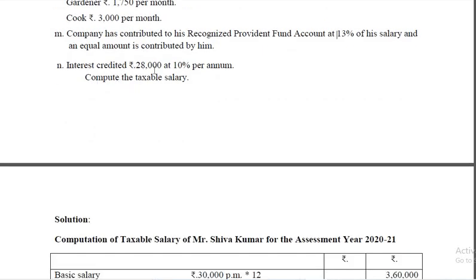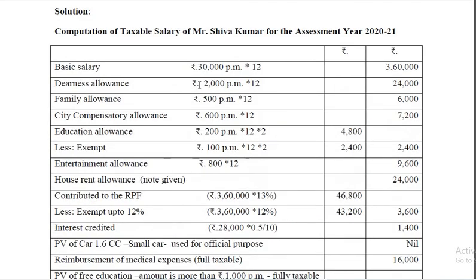Interest credited is rupees 28,000 at 10% per annum. It is exempt up to 9.5%. So 10% is equal to 28,000. What is 0.5%, or half? That comes to 1,400. That's taxable. Compute the taxable salary.